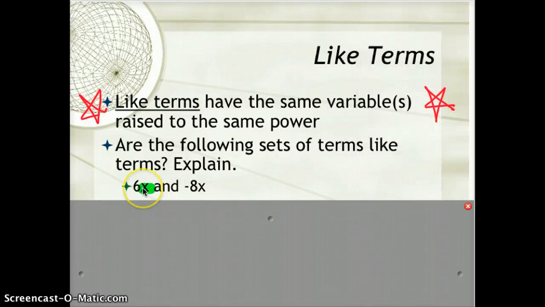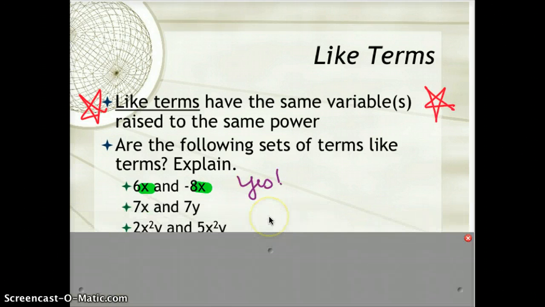They both have the variable x. You don't see a power there, so it's like an invisible power of 1. So we would say, yes, these are like terms because they have the same variable raised to the same power. Okay, so that's a yes.